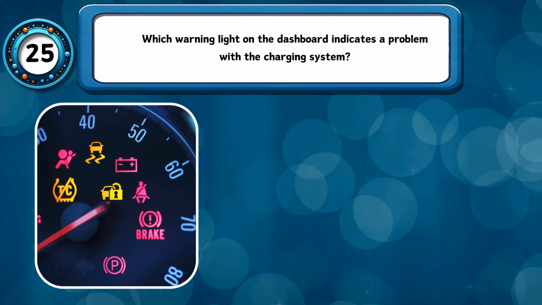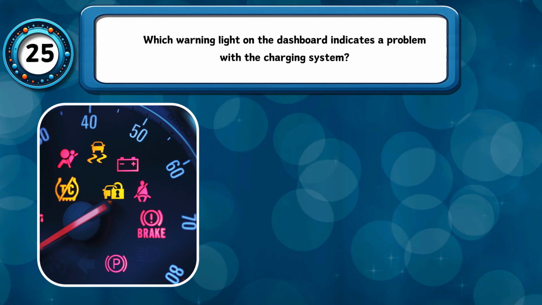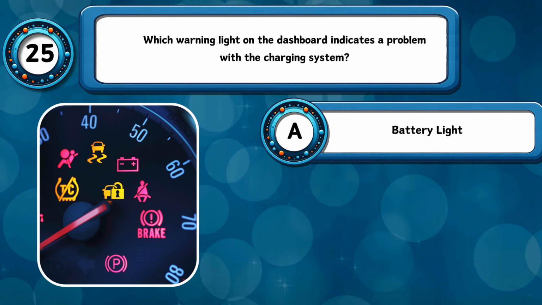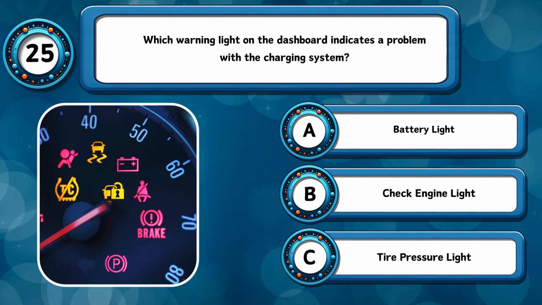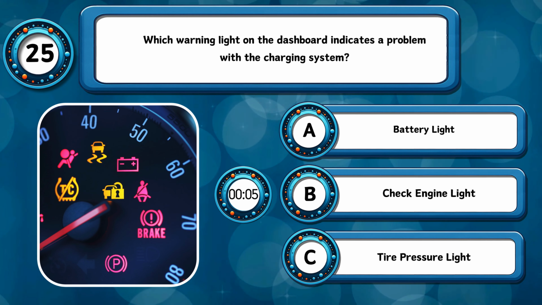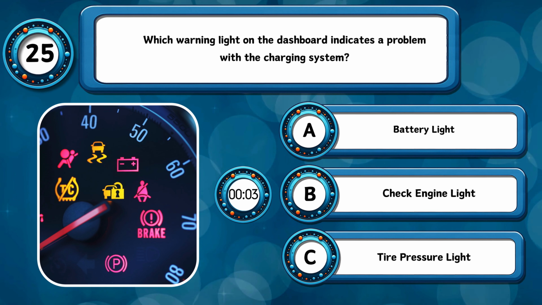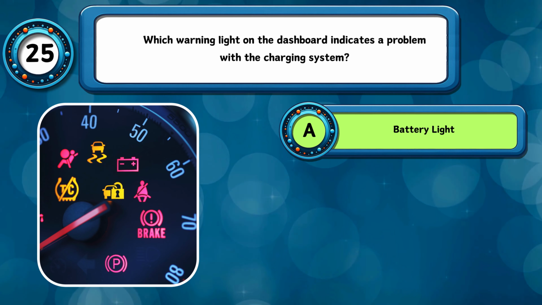Question 25. Which warning light on the dashboard indicates a problem with the charging system? A. Battery light. B. Check engine light. C. Tire pressure light. Correct answer is A. Battery light.